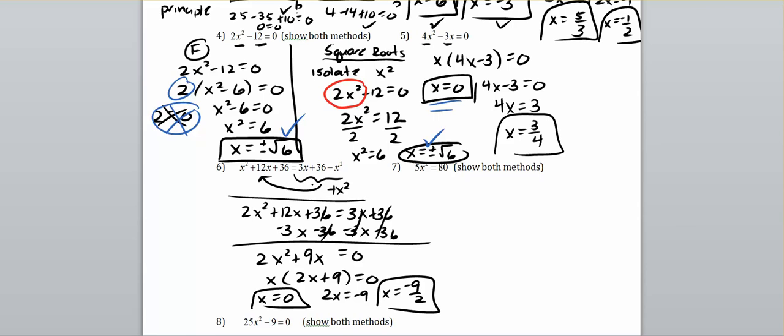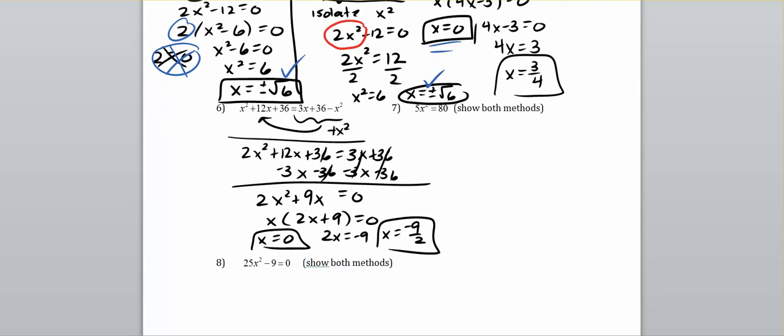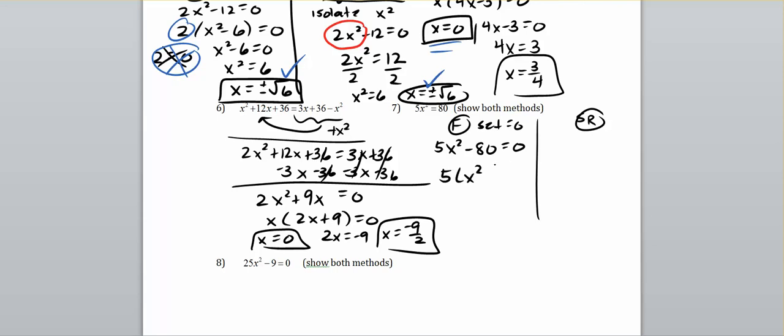All right, number 7, I'm going to show you both methods on 7, and I'm going to have you try number 8. So number 7, I'm going to start by factoring, all right? And then I'll do the square roots right over here. If I'm solving by factoring, you've got to remember that everything has to equal 0. So I'm going to subtract the 80 over to the left side. So when you factor, you've got to set it equal to 0. Then do your GCF of pulling out a 5. If I pull out a 5, you get x squared minus 16 equals 0.